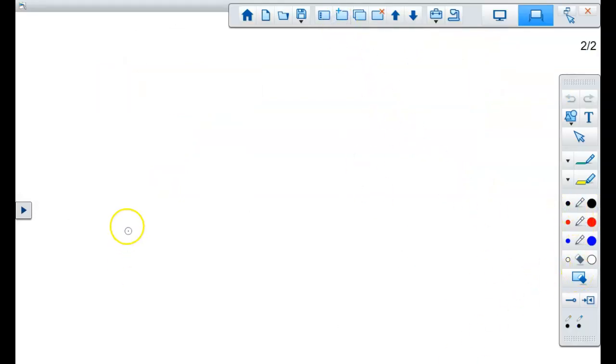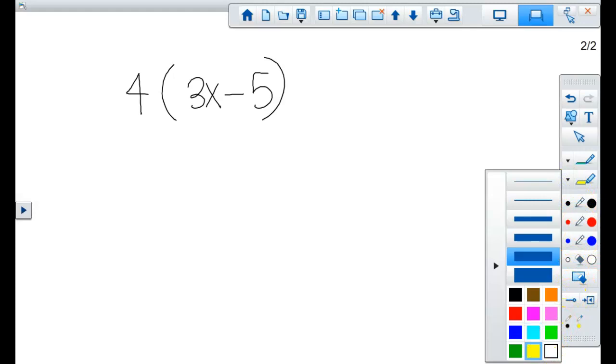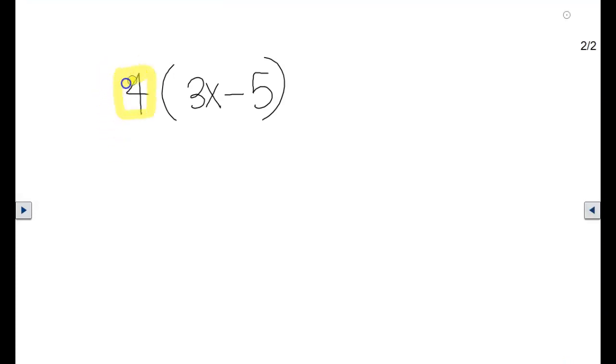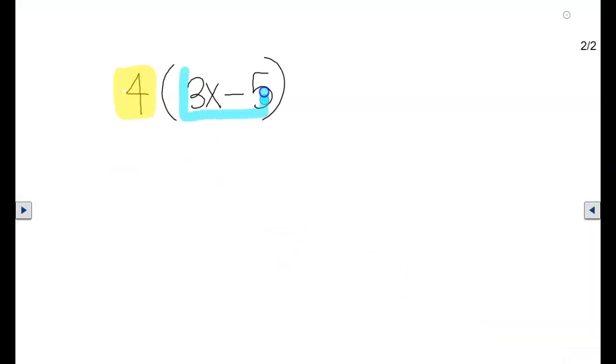All right, let's try another one. Let's try 4 times 3x minus 5. So in this problem, we are being asked to take the number 4 and multiply that by the group, 3x minus 5.